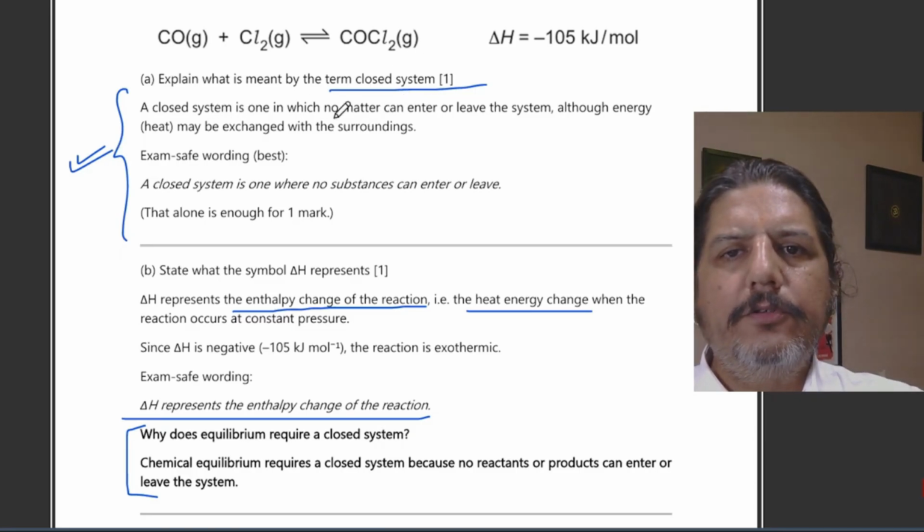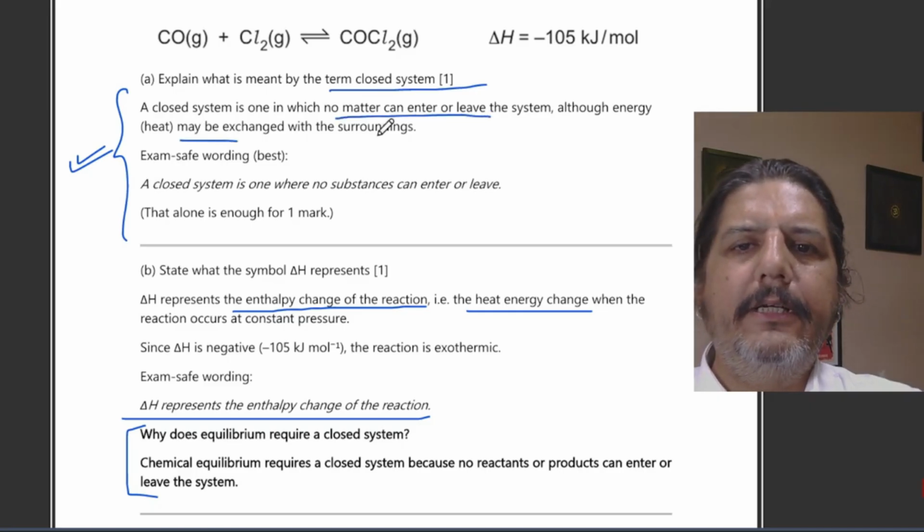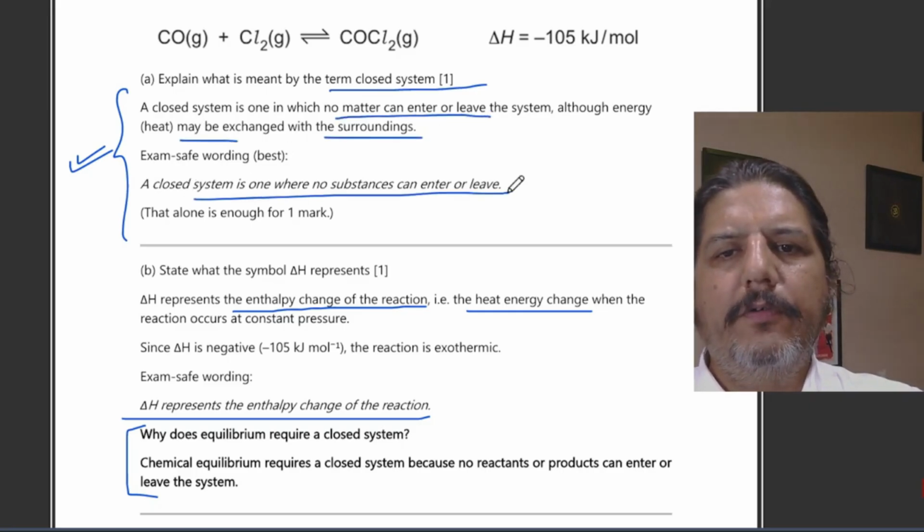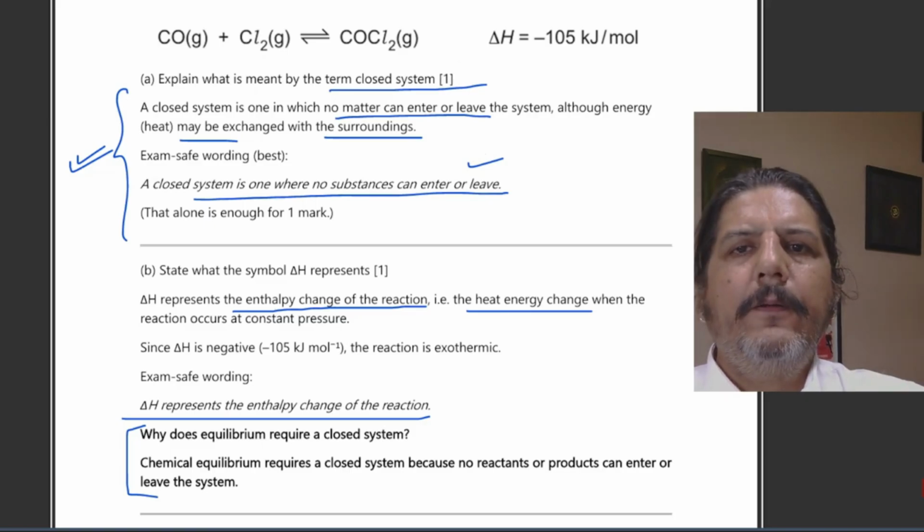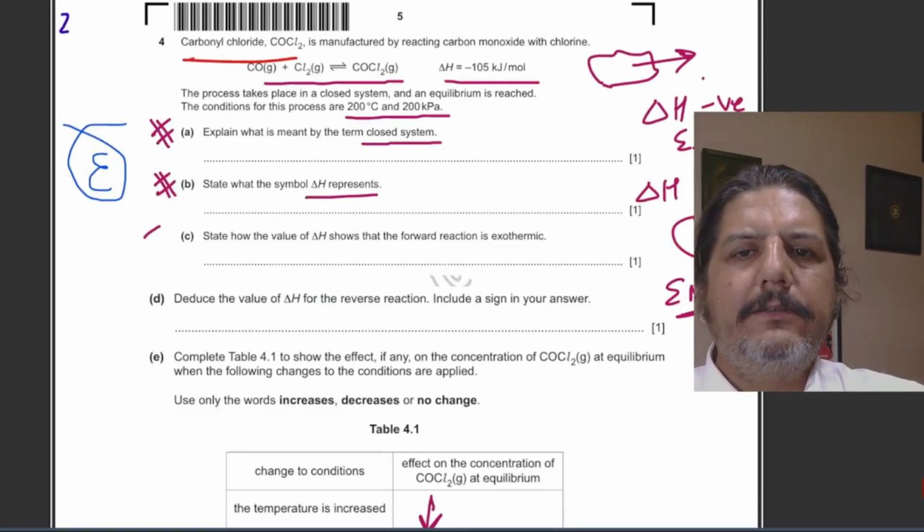A closed system is one in which no matter can enter or leave, although heat can be exchanged with the surroundings. A closed system is one where no substances can enter or leave. So second question, what does delta H represent?